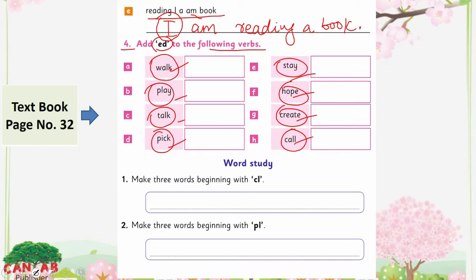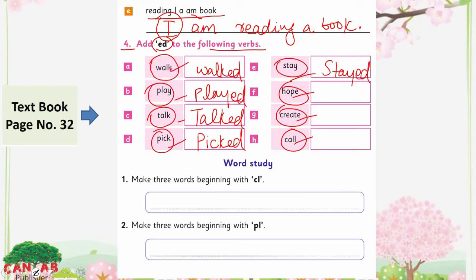Walk, we have to add ed to it. Walked. Play, played. Talk, talked. Pick, picked. Stay, simply add ed to it to make it past simple or make it the second form of the verb. Hop, hopped. Create, created. Call, called.